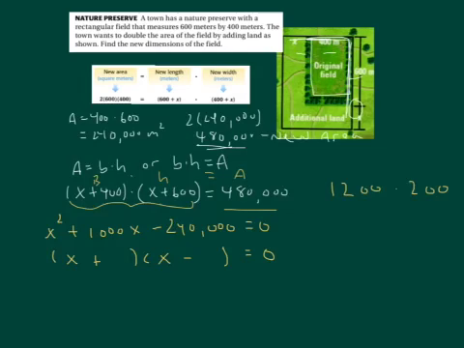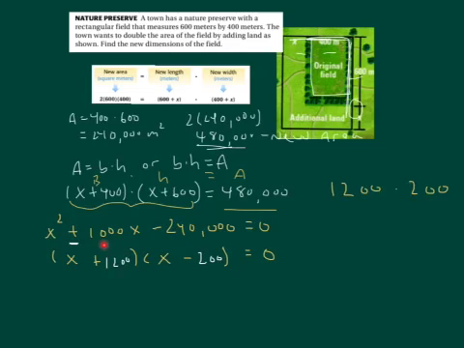Okay, so that 1,000 is a positive difference, right? So we want our bigger number to be the 1,200. So 1,200 goes here, and our 200 goes here. And just take a minute to think about this. That's going to be positive 1,200x. That's going to be minus 200x, and 1,200 minus 200 is the 1,000 that we're looking for. And 1,200 times 200 is 240,000. So we're good to go.